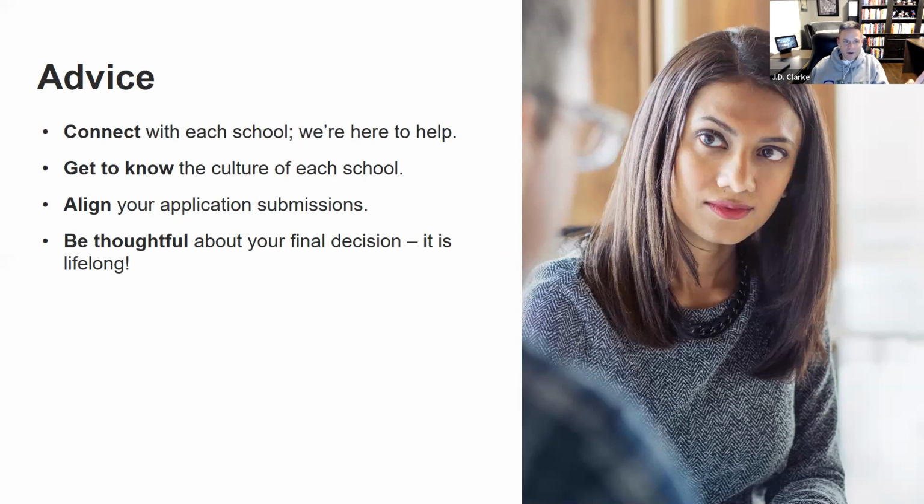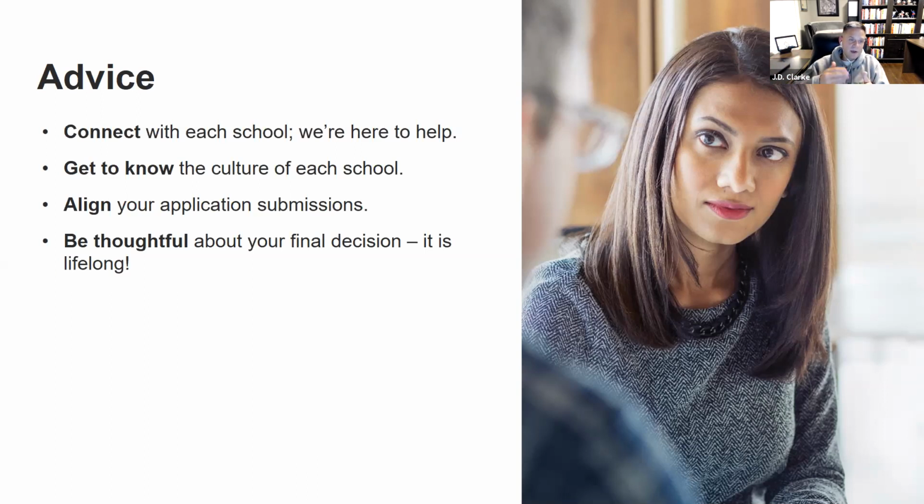So you want to make sure that you really think about the culture that you're joining within a program or a school. You want to make sure that you align your application submissions. One of the things that's really important to us here at Ivey, and we will actually expedite getting a decision to you or extending your offer deadline, is that you have all your options available before you have to make a decision.